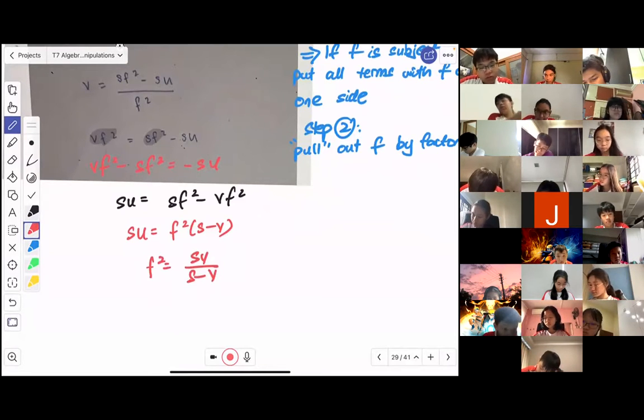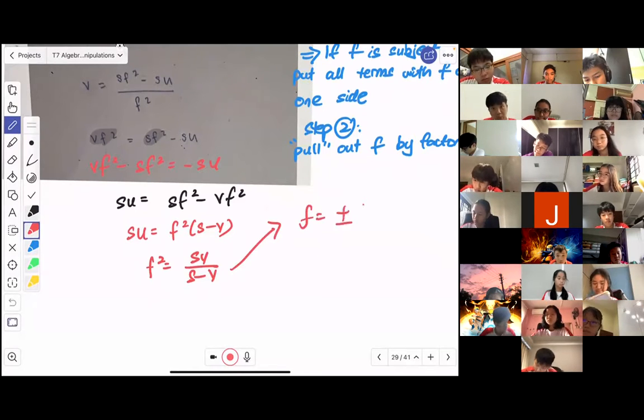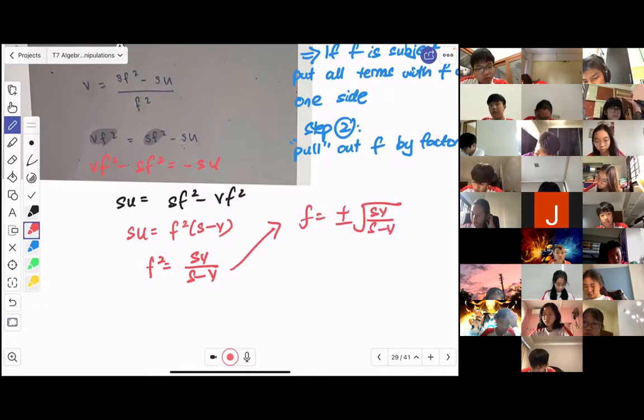You now turn on your camera. Can I keep it on? Then f is plus minus square root of su over s minus b. Okay, so far?